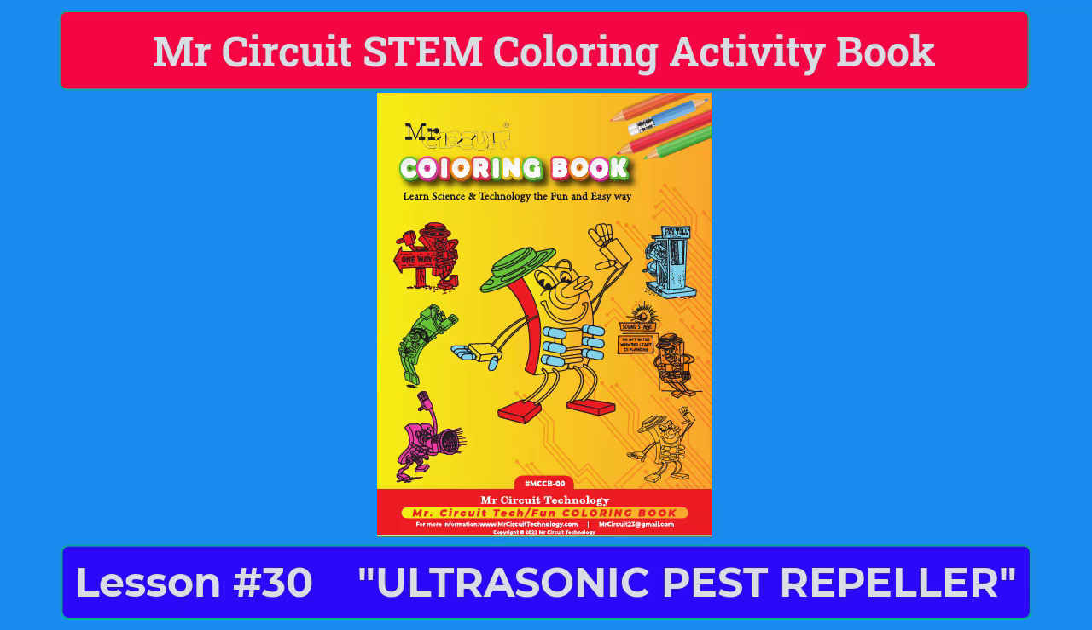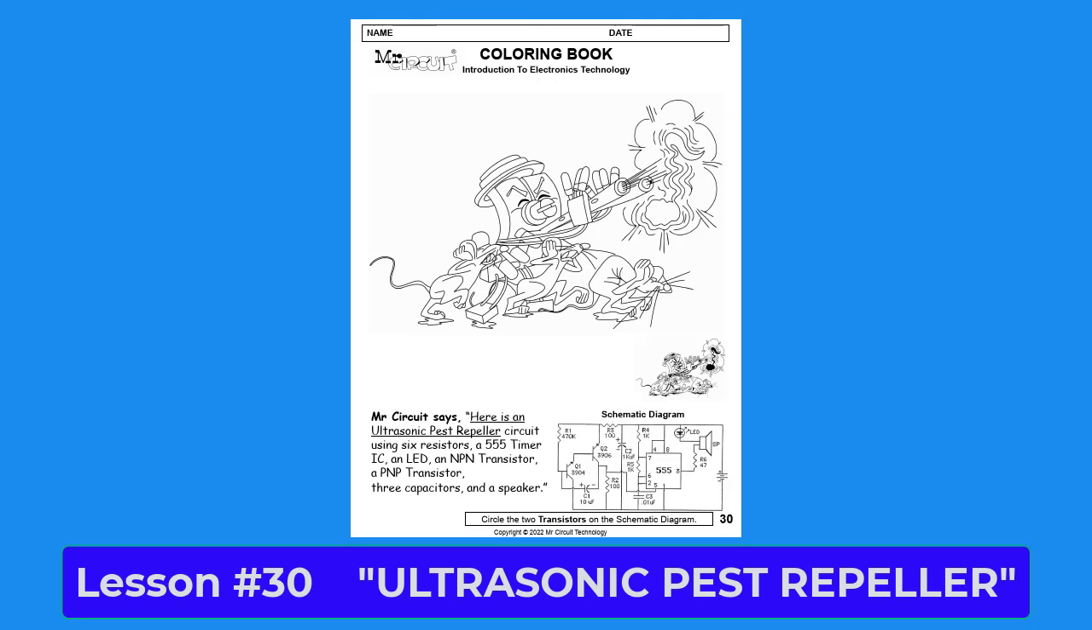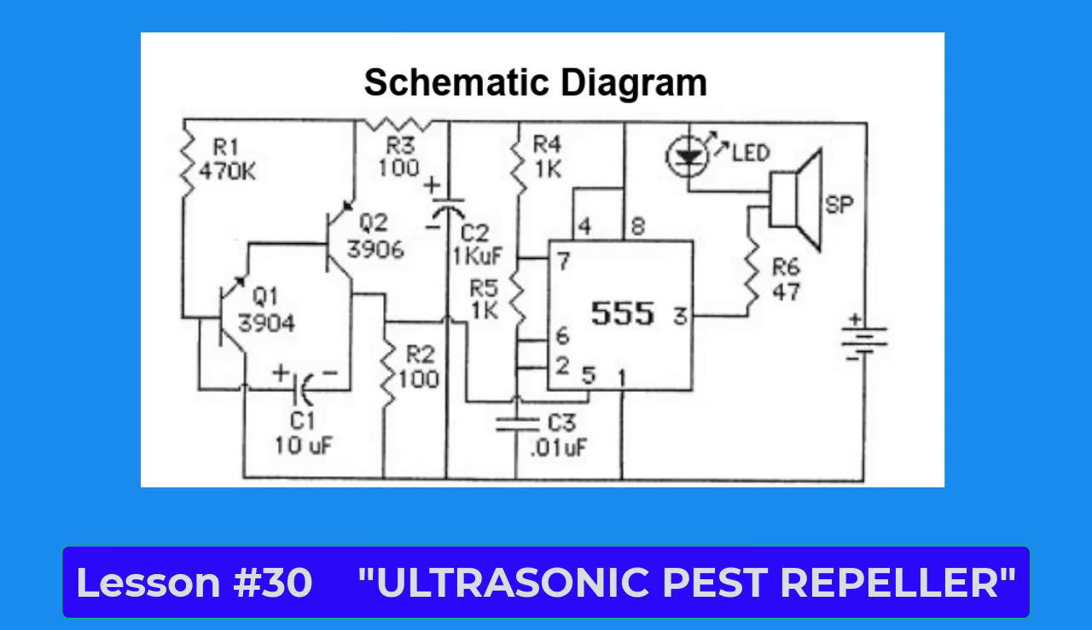With this lesson 30 in the Mr. Circuit STEM Coloring Activity book, you have completed the book and will have earned the certificate of completion. In this lesson, we introduce an ultrasonic pest repeller circuit. It's an electronic circuit that will emit sounds that are thought to actually chase pests away.